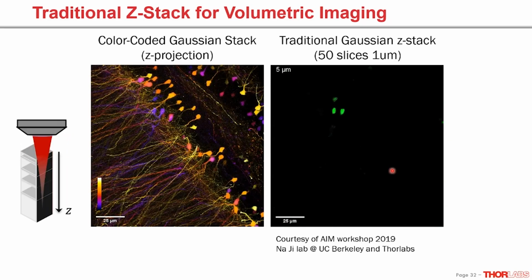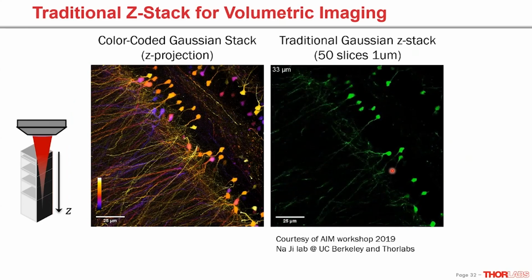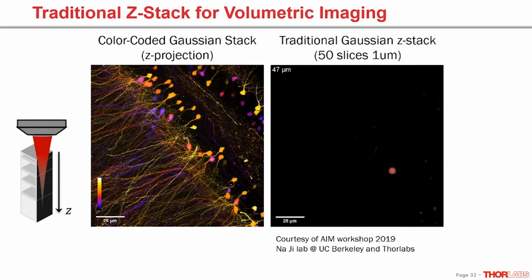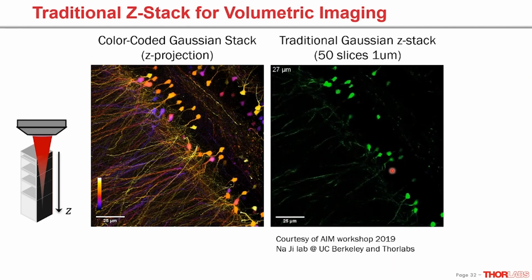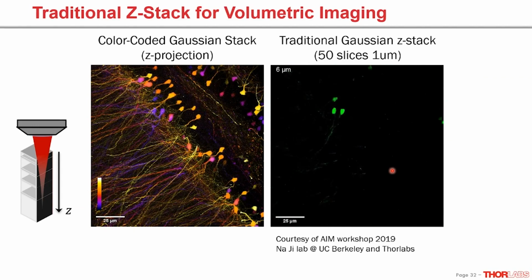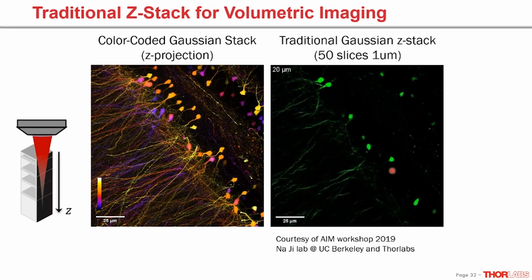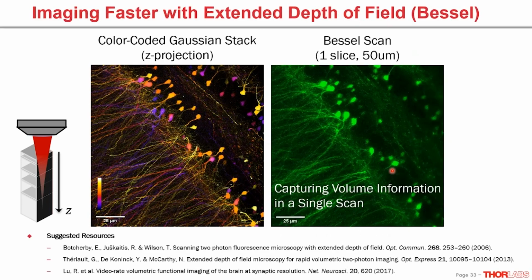You can take a Z projection of this data and color code the depths at which these neurons exist. If you wanted to get functional information from this slice, there's a time delay between each stack you're imaging. What Bessel imaging is trying to do is eliminate that time. So here's an example of a Bessel scan. Now we've taken one slice that's 50 microns thick, capturing volume information in a single scan.